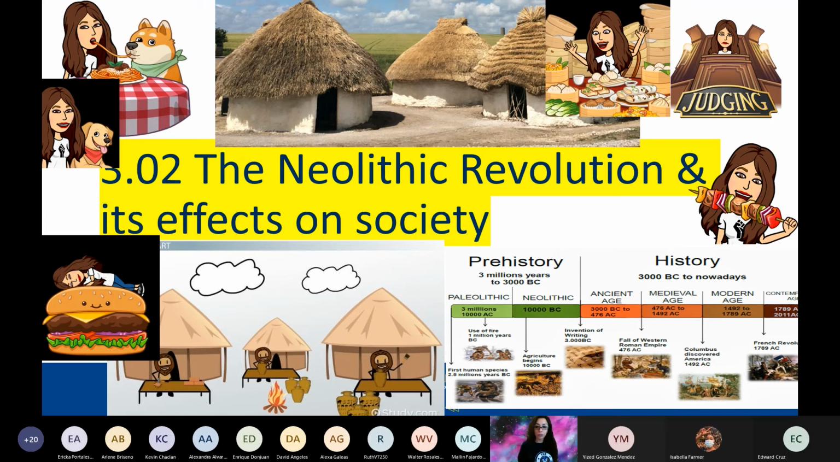And we know that that change triggered massive effects. So we're going to be looking at exactly how it is that the adoption of farming led to modern advanced civilization as we know it.